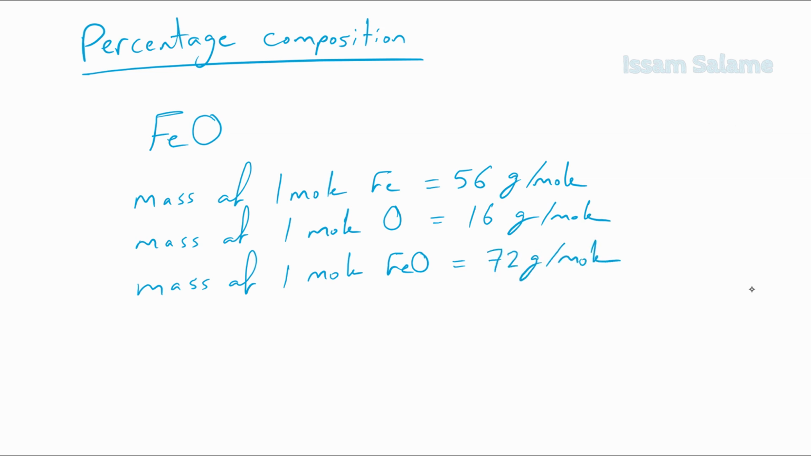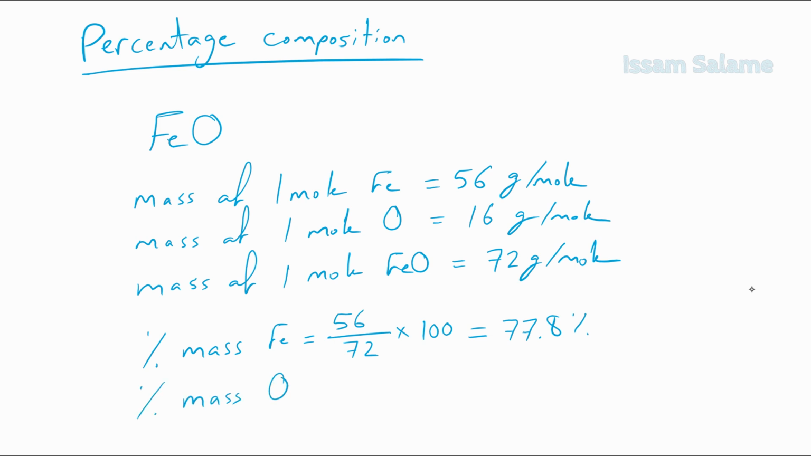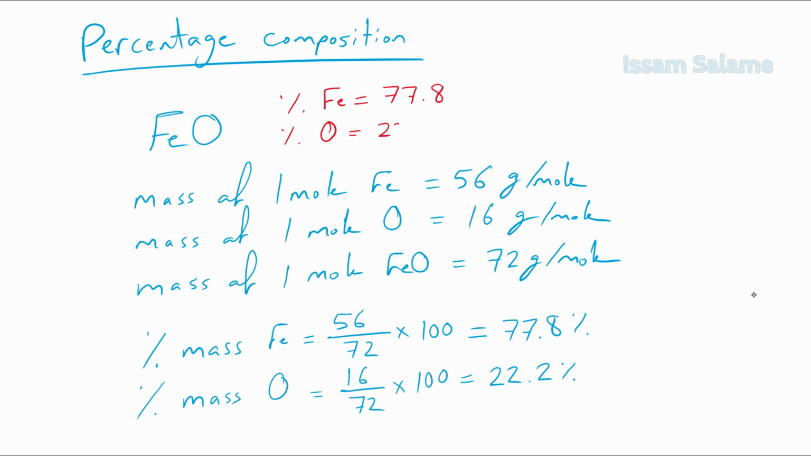Then to find the percentage by mass of iron, we simply divide the mass of iron by the total mass multiplied by 100. So 56 divided by 72 multiplied by 100. The answer is going to be 77.8%. And the percentage by mass of oxygen is going to be the mass of oxygen over the molar mass multiplied by 100. So it's going to be 16 divided by 72 times 100. The answer is going to be 22.2%. So the percentage composition for FeO is 77.8% iron and 22.2% oxygen.